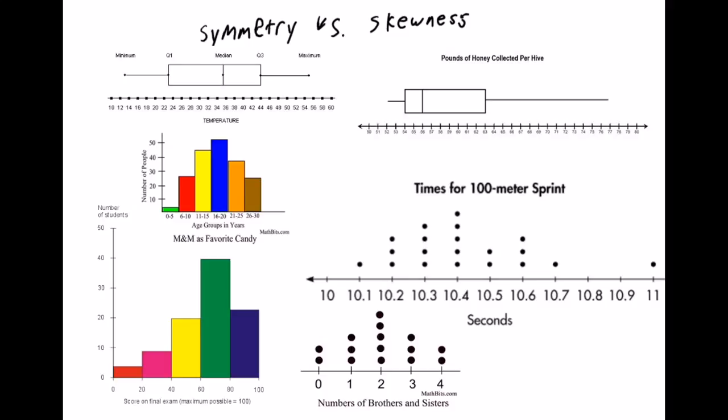Alright, so now we're going to talk about symmetry versus skewness. So, you've probably heard the word symmetry before. If something is symmetrical, it is the same on either side. And with graphs, you won't always have something that's perfectly symmetrical, but you'll have things that are close enough to being symmetrical. So let's look at a few of these graphs.